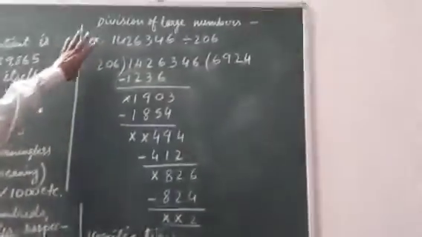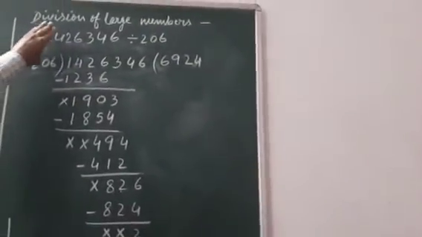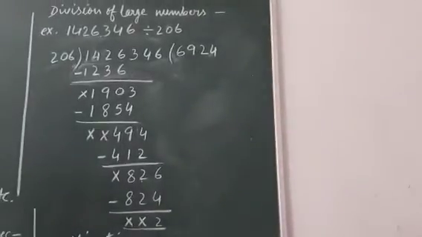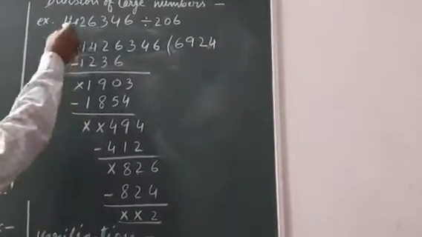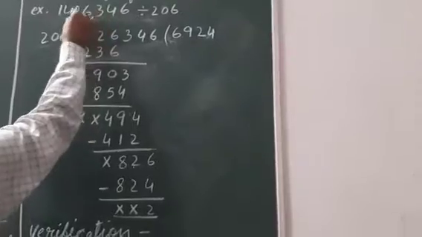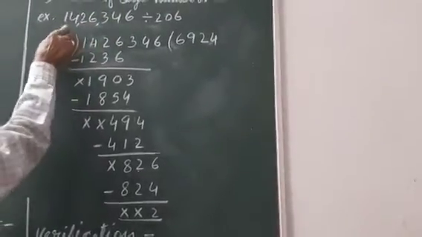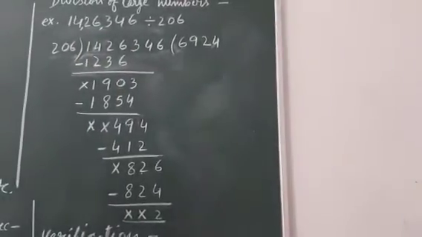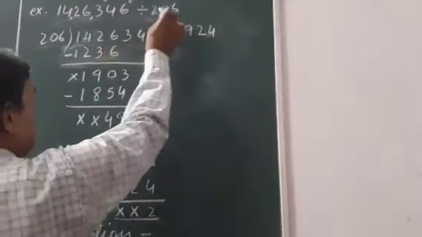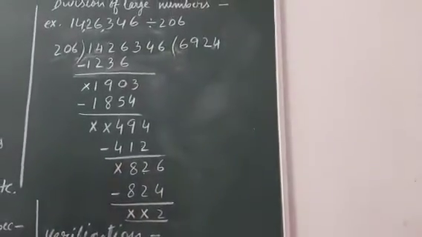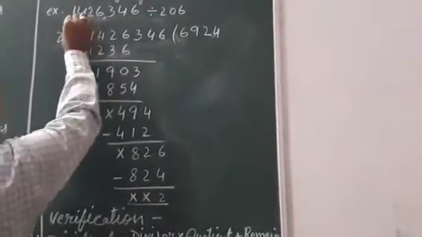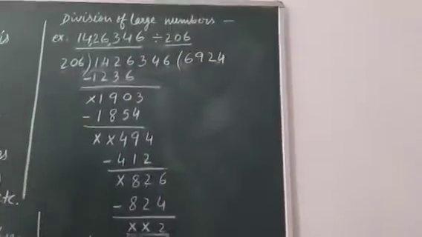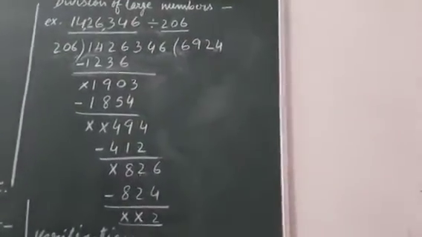Children, now we will discuss and learn how to divide large numbers. Look at this number. This number is 14,26,346. We have to divide this number by 206. This number contains 7 digits and the divisor contains 3 digits. Let us divide.